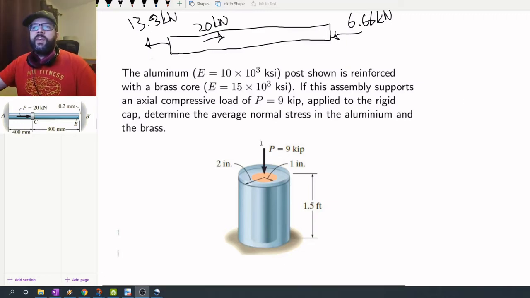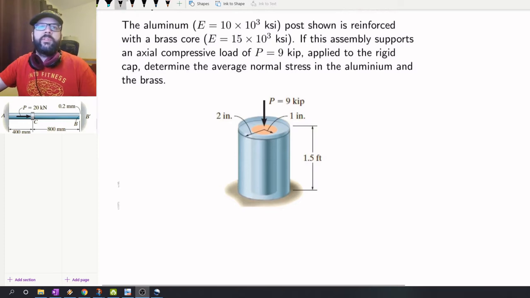So for this next example, we've got an aluminum post that has a brass core in the middle. And it has an axial compressive load applied to it on a rigid cap at the top. And then we're trying to figure out what the average normal stress on the aluminum post is.